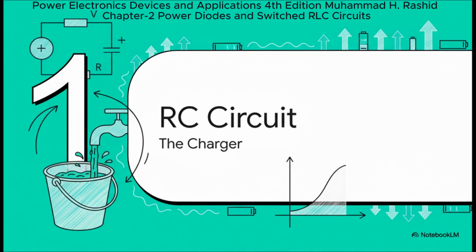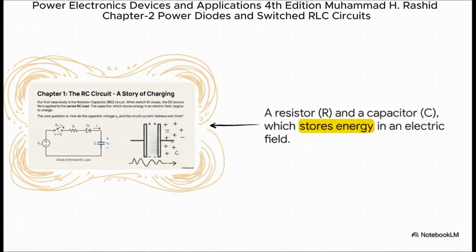All right, first up is our first character, the RC circuit. You can think of this one as the charger. Its story is all about a slow, methodical charging process, kind of like filling a bucket with water, one drop at a time. So this circuit has just two main parts: a resistor, R, and a capacitor, C. Now, a capacitor is all about storing energy in an electric field. Think of it like a tiny rechargeable battery. So when we close that switch, charge starts to build up. And the big question we're asking is, how do the voltage across that capacitor and the current in the circuit behave over time while this is happening?